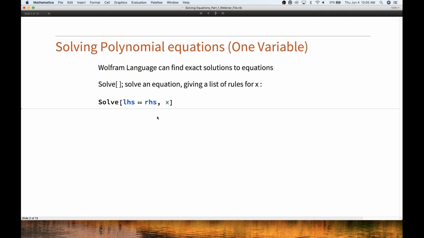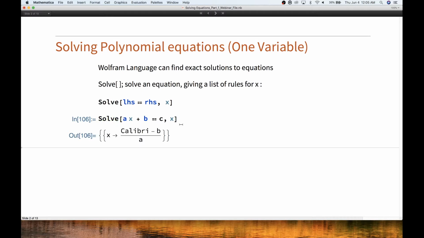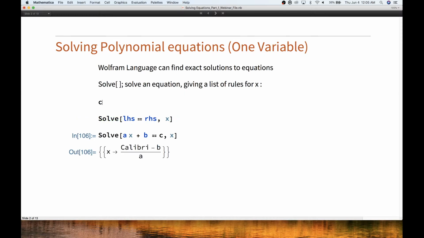For example, you have an equation like a x + b == c, and you want to solve it for x. So you will use the function Solve, with double brackets given the argument, and you have to tell Wolfram Language to solve it with respect to x. c has some value stored here, so I need to clear c first. Once the value is cleared, it solves for the value of x.